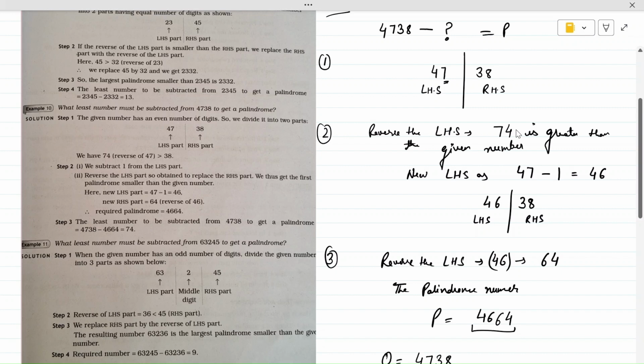But our palindrome should be less than the original number, so we have to discard this, right? So we are going to subtract 1 from the original LHS, and we have got this new LHS as 46 here. So now our new number is 46 here and 38 here in the RHS. The next step is the same. We are going to reverse the digits. For 46, this is 64.